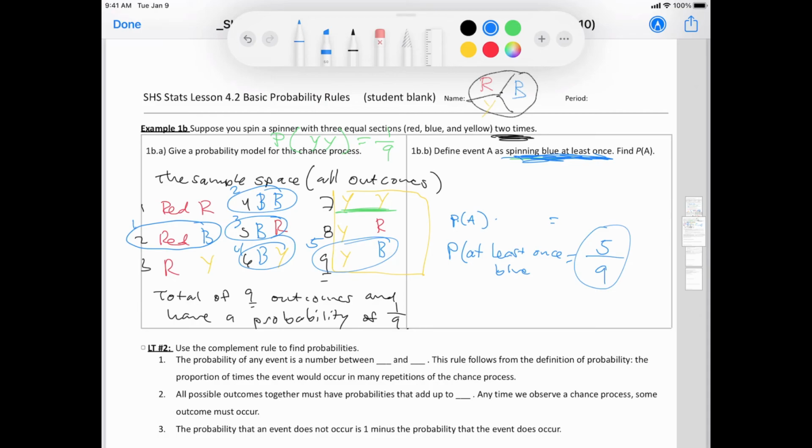What decimal is that? Give me a second, let me pull up my calculator. 5 divided by 9. Maybe 0.56, or maybe like 0.55. Remember, multiply by 100, you get 55.6%. Okay? All right, let's move on to learning target number 2.